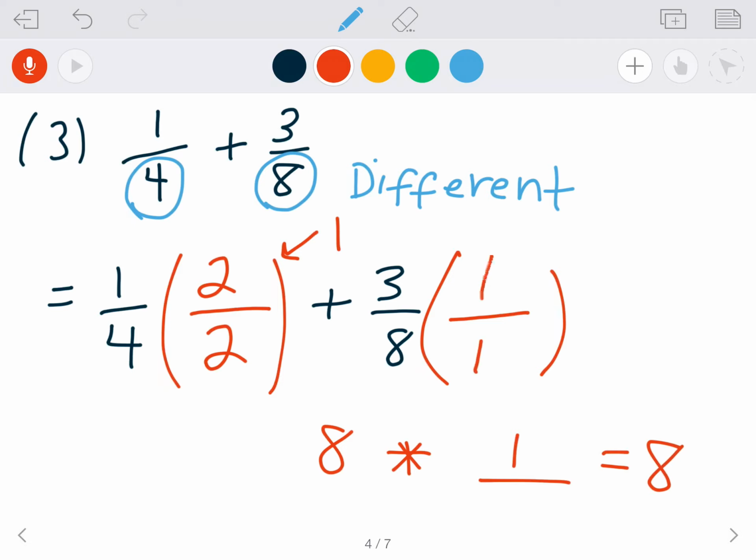And again, since we multiplied by 1 in the denominator, we have to do the same thing in the numerator, because this number in red is another form of 1. It's wearing a different costume this time. Okay, so now it's time to multiply straight across, straight across.